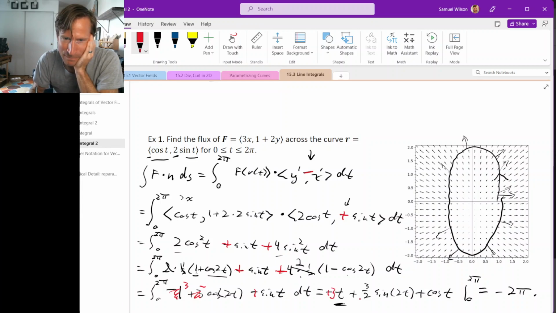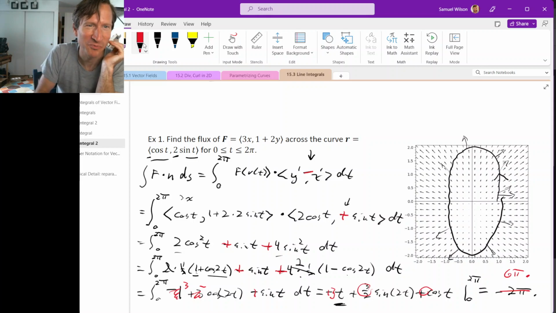3t plus some trig stuff. So these constants will change, but still when we plug in the bounds, these parts will all add up to 0. So we're going to get 6 pi. There, I fixed it, I think, hopefully.